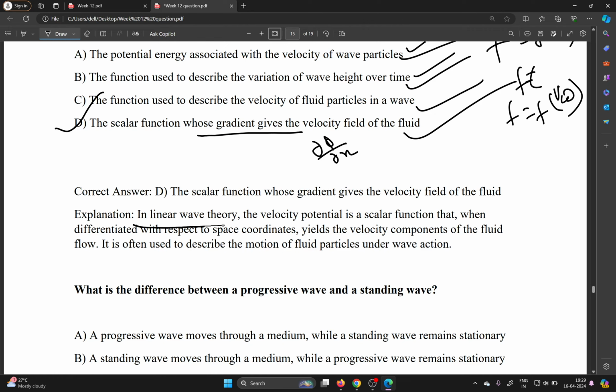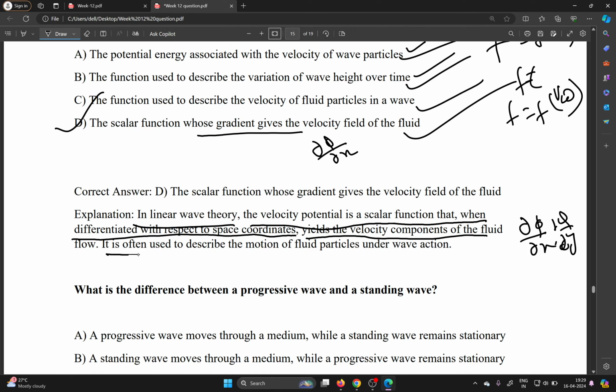So the explanation is what? In the linear wave theory, the velocity potential is a scalar function that, when differentiated with respect to a space coordinate, yields the velocity component. Differentiating with respect to the space coordinate means what? Delta x, dx, d phi by dy. So this gives the component of the fluid flow. It is often used to describe the motion of fluid particles under wave action.